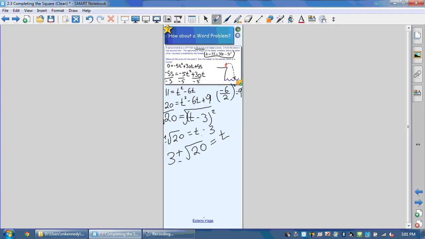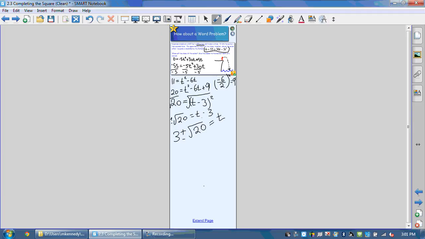The hardest part about word problems is that word problems are in context. You need to try both answers. You have two answers right now. You have 3 plus root 20, and you have 3 minus root 20. If you do 3 minus root 20, check what you get. It's a negative answer, which can't be. So what do you get, Calvin? It's a negative decimal, negative 1.4. Is it possible that it took negative time for the rock to hit the ground? No. So your answer is only 3 plus root 20, because the negative answer doesn't make sense.